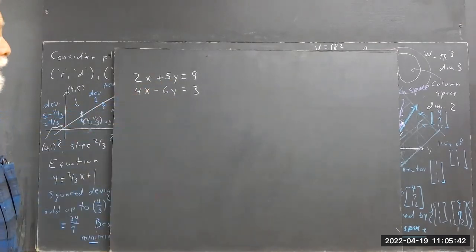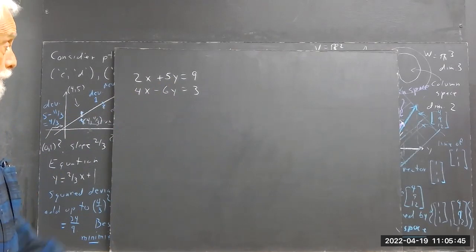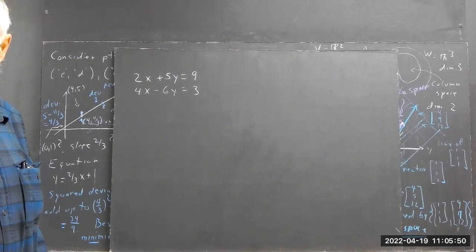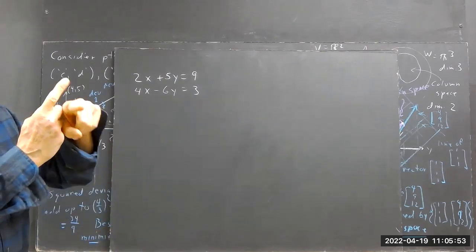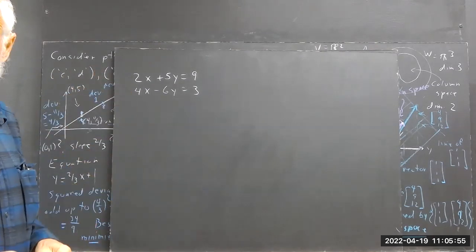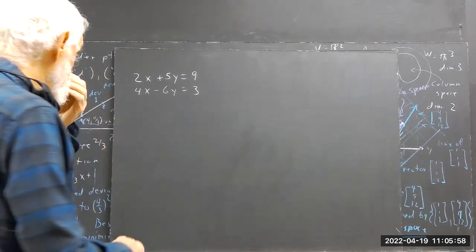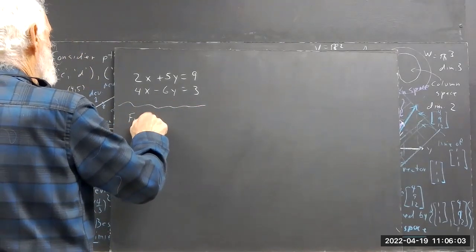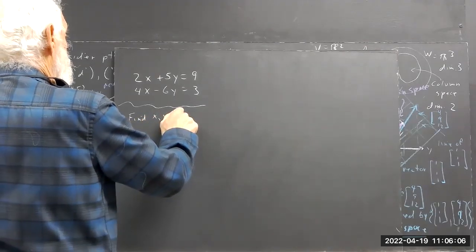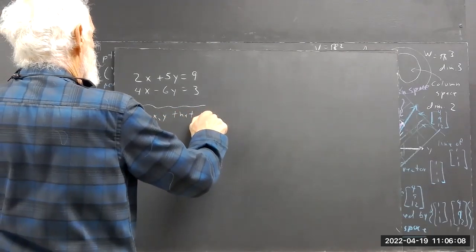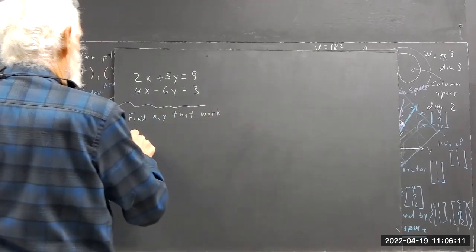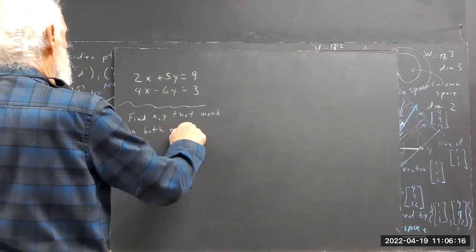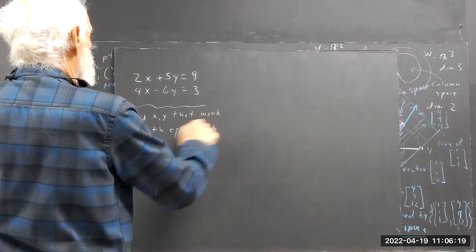If I solve this for y, I'll find that the slope is -2/5. If I solve this, I find that the slope is +2/3. So these lines aren't exactly at a right angle, but they're at a pretty big angle. They're going to cross. So we want to find x and y values that work in both equations.